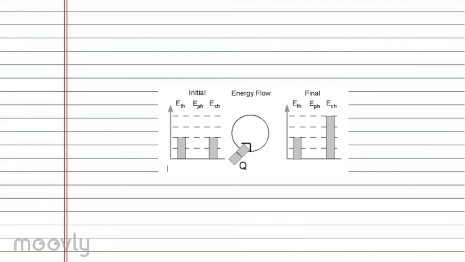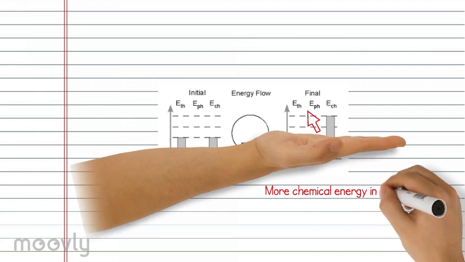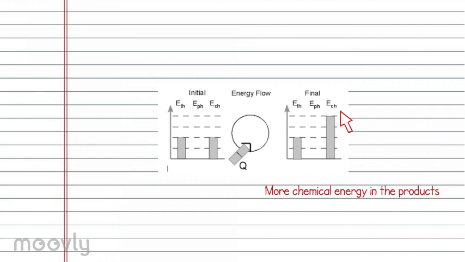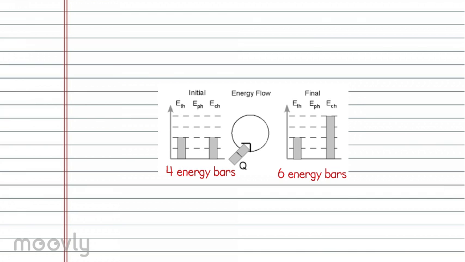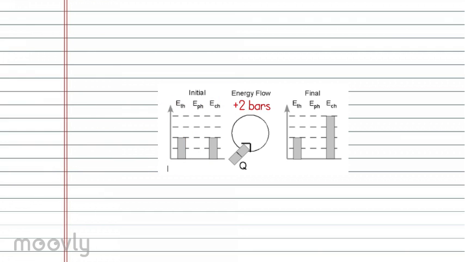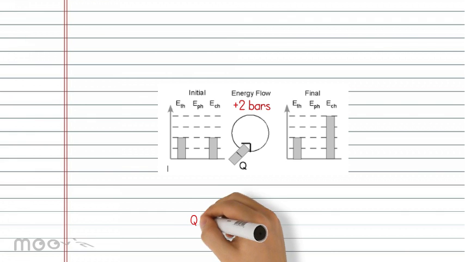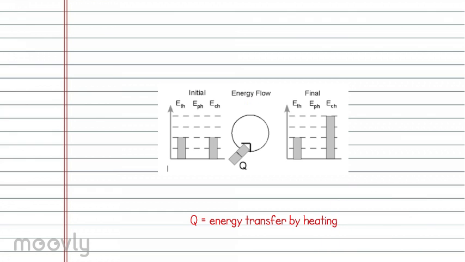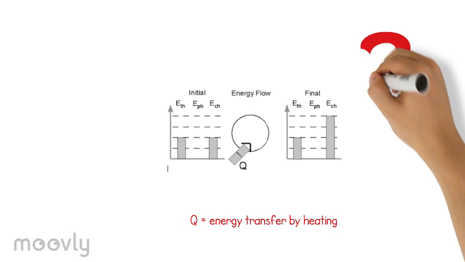Comparing the initial state of the system with the final state of the system, we can see that the final state has more energy compared to the initial state. Specifically, there are 6 bars in the final state and only 4 bars in the initial state. Since energy is always conserved in a chemical reaction, we need to show conservation of energy by drawing additional bars in the energy flow part of the energy diagram. We will show 2 bars of energy going into the system from the surroundings by heating, represented by the letter Q.